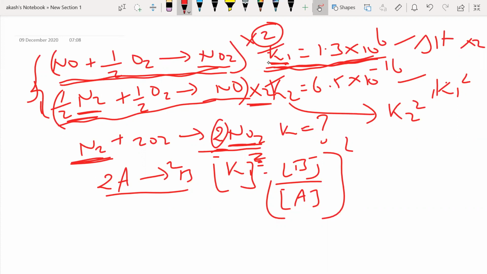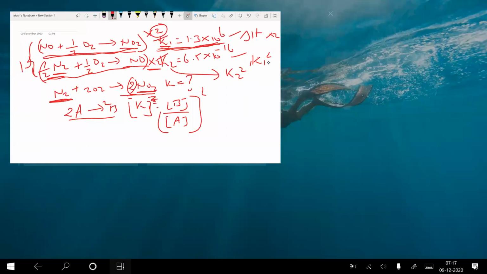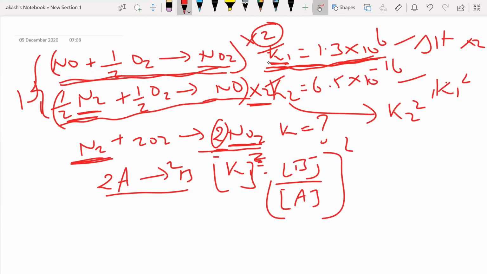Now, whatever modifications you have done, I just need to add the modified reactions. So now if you add the modified reactions, I know what you have to do. Tell me, what will happen to the equilibrium constant when you add two reactions? When I add two reactions, what will happen to their equilibrium constants?